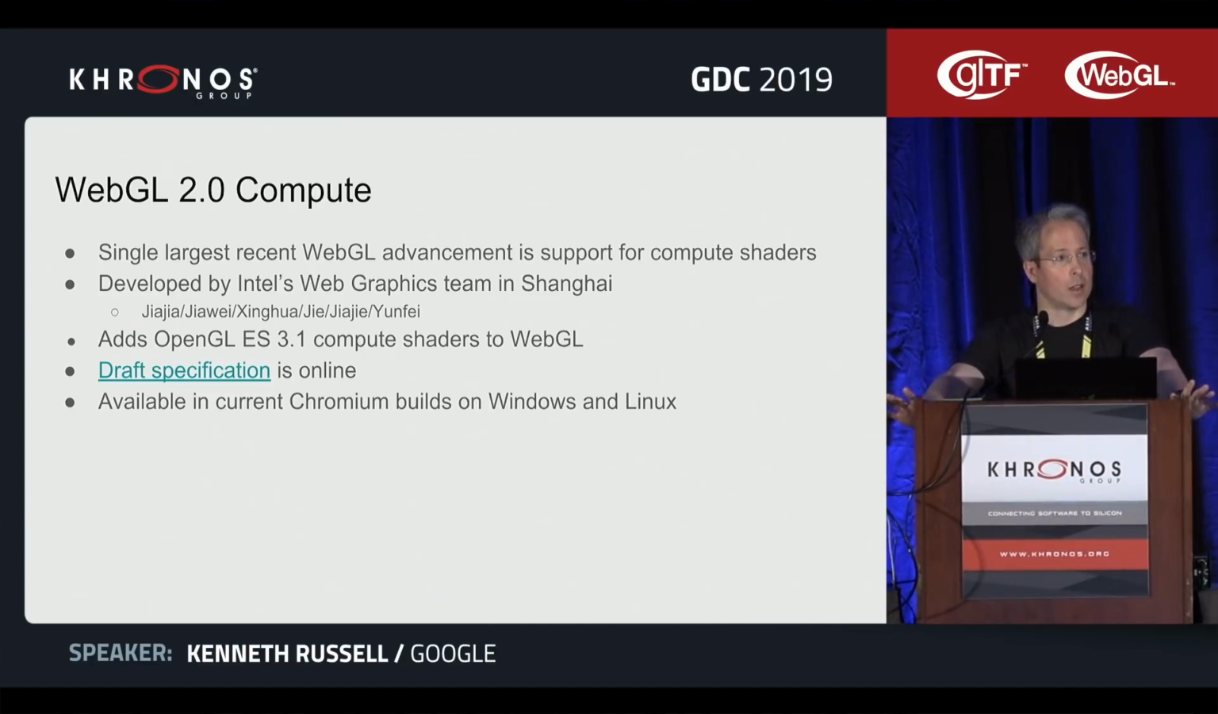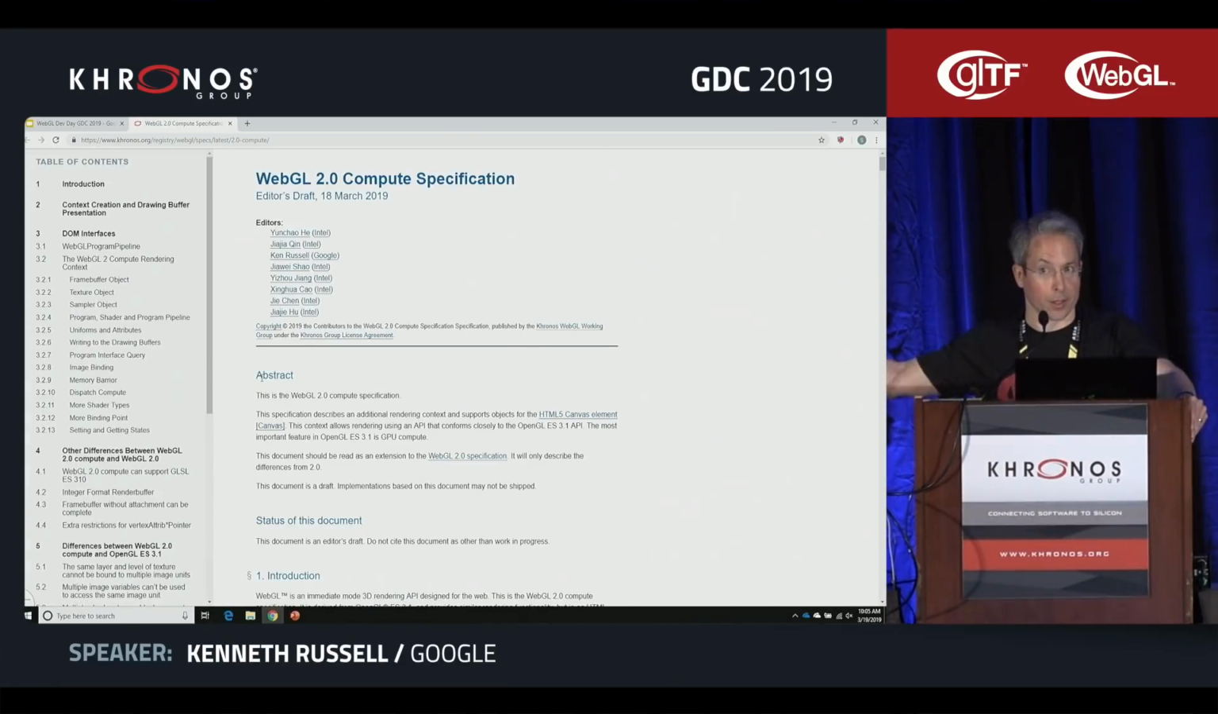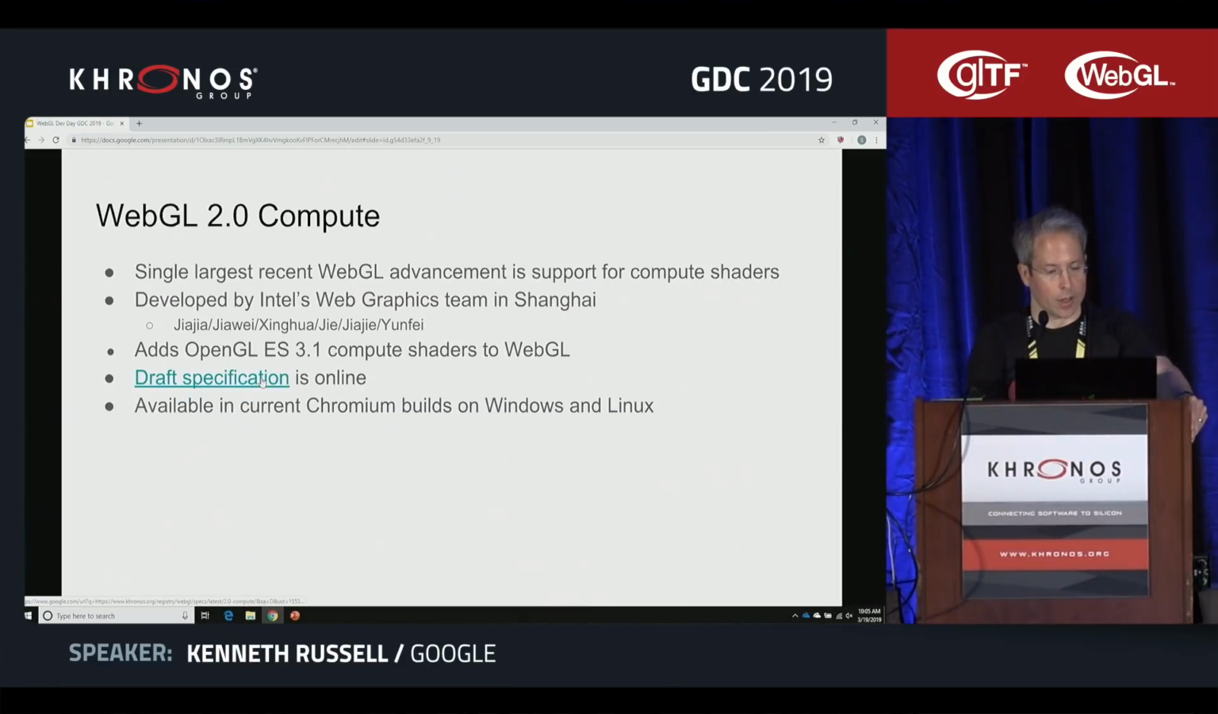So, the single biggest advancement and maybe the biggest news in the WebGL land is that there's now support for compute shaders available. This has been developed by Intel's web graphics team in Shanghai and an army of engineers. They've done tremendous work. This adds ES31 compute shaders to WebGL, and there's a draft specification of this feature online already. You can just click that link. It's already on Khronos' website. There you go. Super cool.